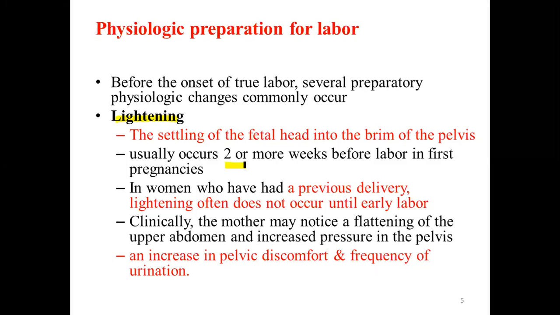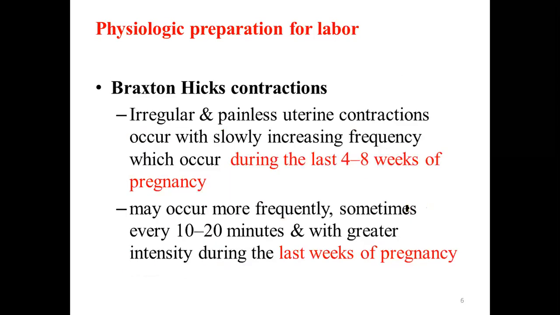Lightening often does not occur even until the early stage of labor, but if it happens in the first pregnancy, like in the primigravida, it usually occurs about 2 weeks before labor actually starts. As a result of the lightening, the mother feels discomfort in the pelvic area, and there is a possibility of frequent urination. And then the next physiological change that can happen is the contraction.